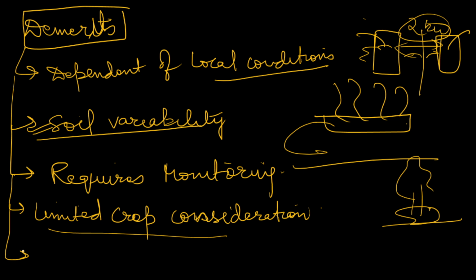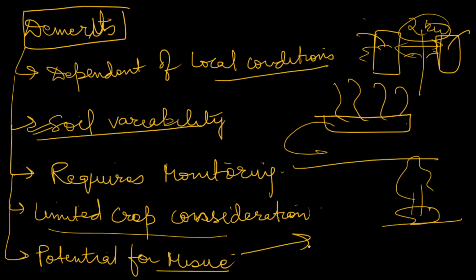There could be potential for misuse, as the farmer can misinterpret the evaporation ratios, because especially in India the farmers are not that well educated. So here you can say the problem of education, the problem of technical knowledge for farmers, the problem of extension, all these things lead to the misuse of this factor, because the farmers cannot interpret it rightly every time. There could be misinterpretations and there could be misuse of water. So these are some of the demerits.